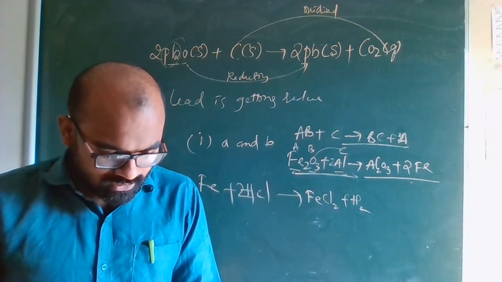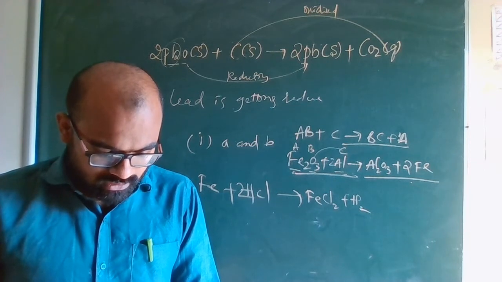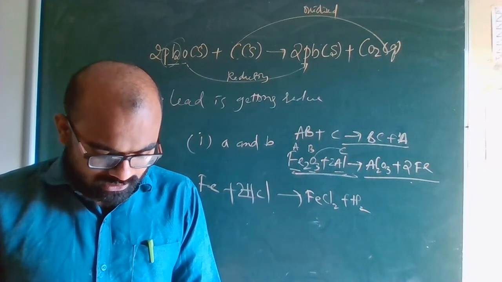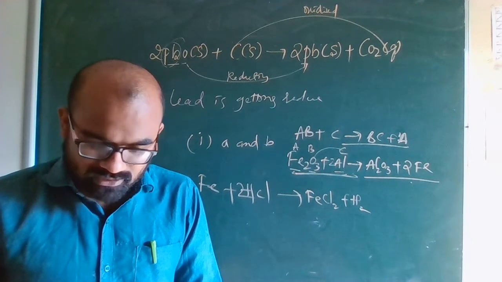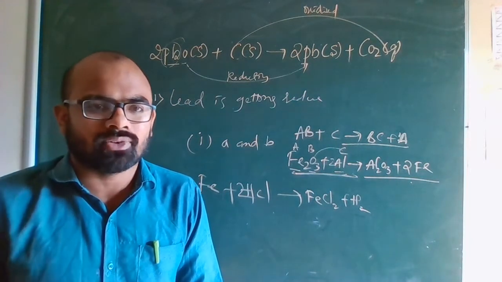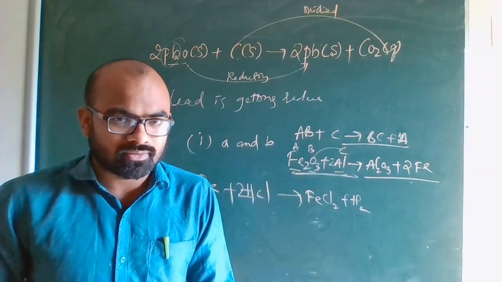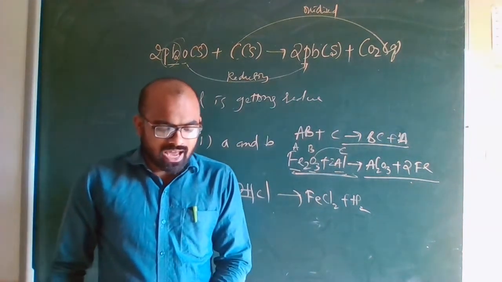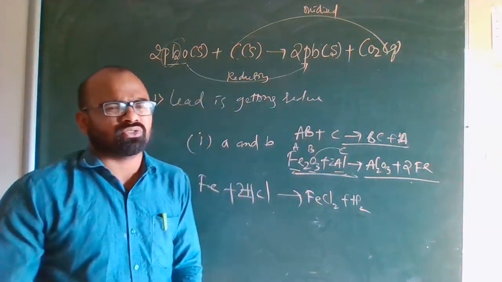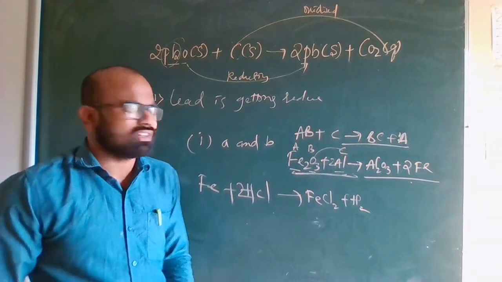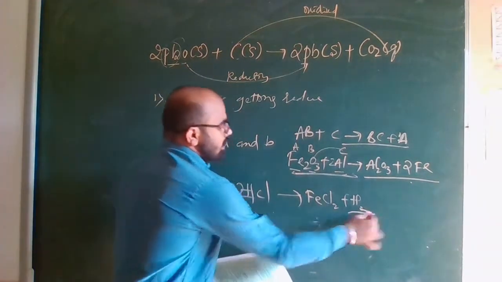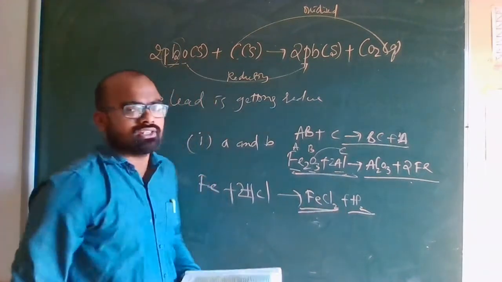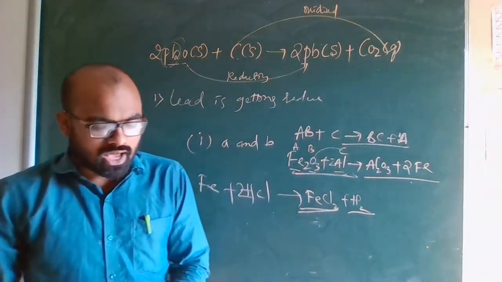Then what is the third one? C, no reaction takes place. That is also not possible because metal will be reacting with hydrochloric acid. D, iron salt and water are formed, that is also not possible. So I think only A is correct. So the correct answer is hydrogen gas and iron chloride are produced.